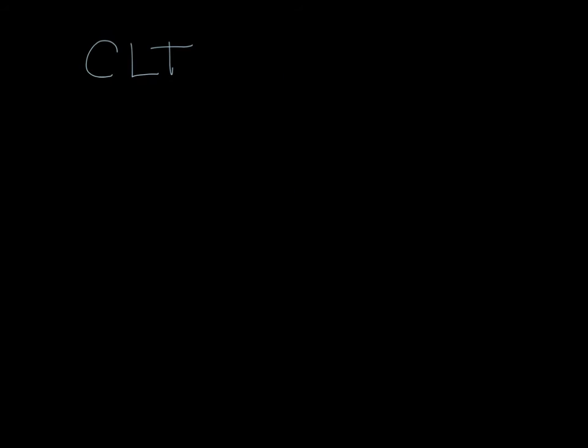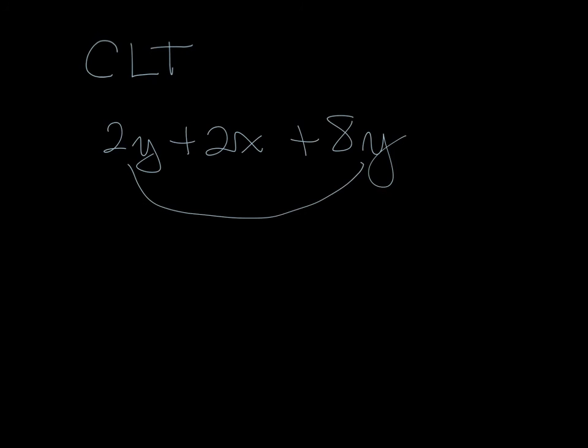And lastly, there'll be some work that you'll have to do where you're combining like terms. And that shouldn't be any big deal at all because we did that a lot last year. So if you have 2y plus 2x plus 8y, you look for terms that have the same variable to the same power, and you group those together. So we're using the associative property or commutative properties to change the order or change the grouping so that we can combine like terms. So this would be 2x plus 10y.